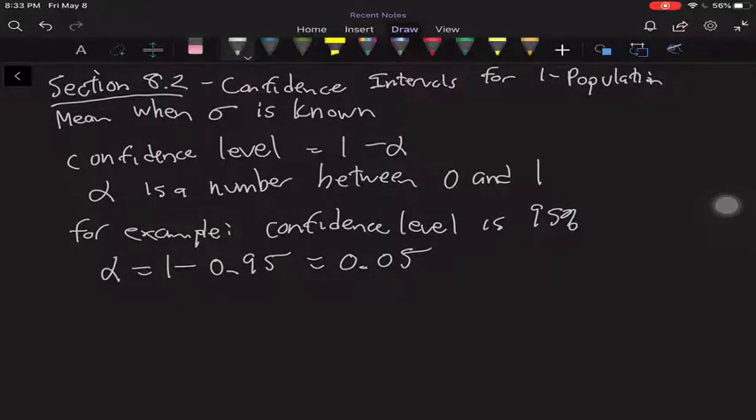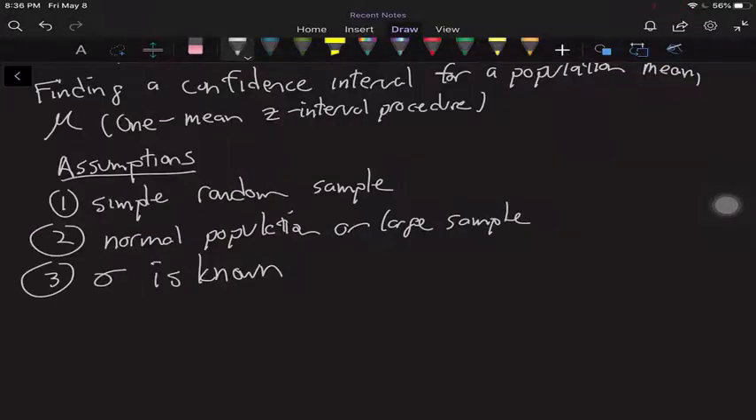So now that we have some basic background information, let's go through the procedure for finding the confidence interval for a population mean mu. To start off, we'll need to make several assumptions. The first assumption is that we have a simple random sample. The second assumption is that we have a normal population or large sample. And the third assumption is that the standard deviation for the population is known.